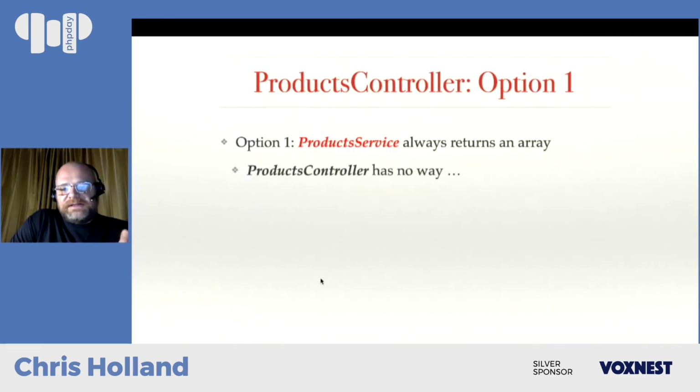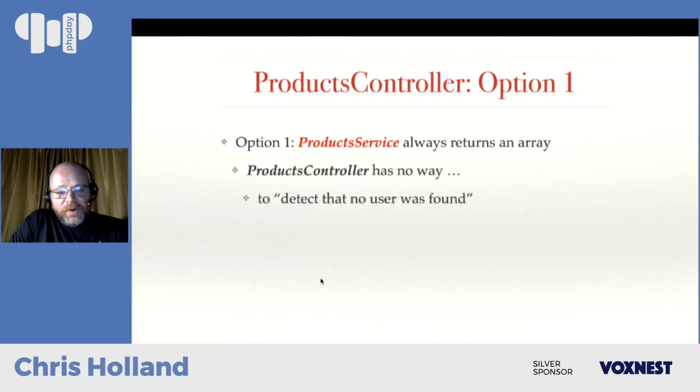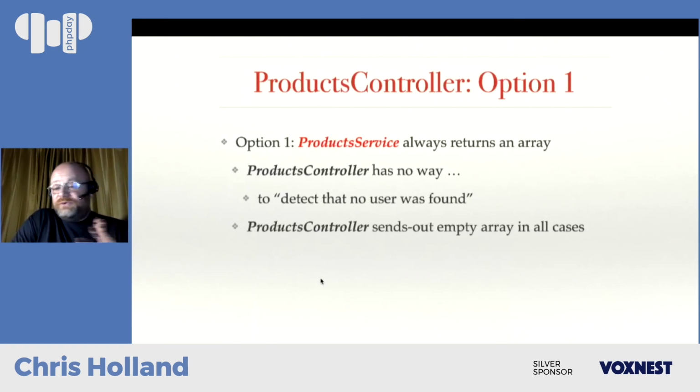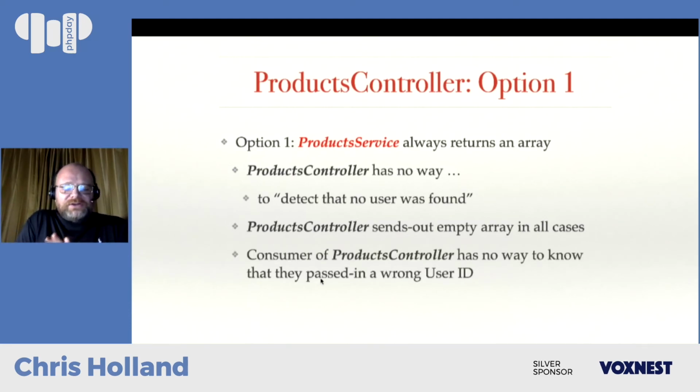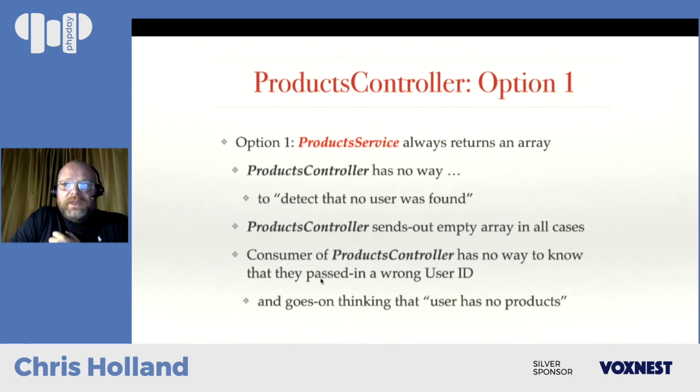Because our product service is always returning an array in this first option, the products controller has no way to detect that no user was found. So the products controller is going to send out an empty array in all cases. It really does not have a choice. So now the consumer of the products controller has no way to know that they gave us a wrong user ID, right? We're just going to give them an empty array of products, and we're not going to tell them that the ID that they gave us was wrong. So yeah, now they're going to go on thinking that the user has no products.